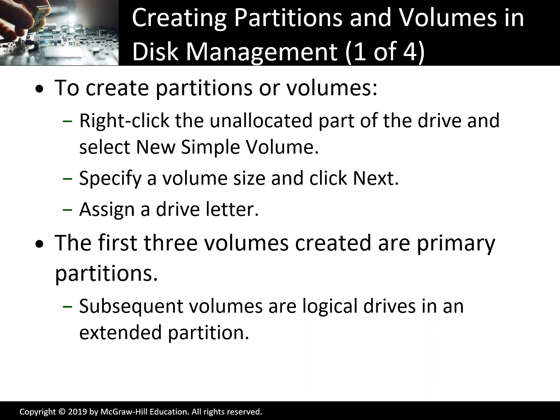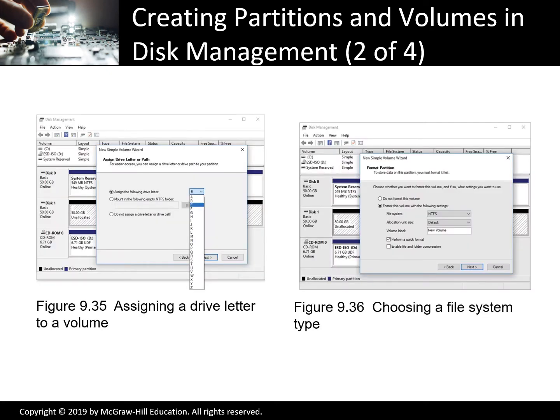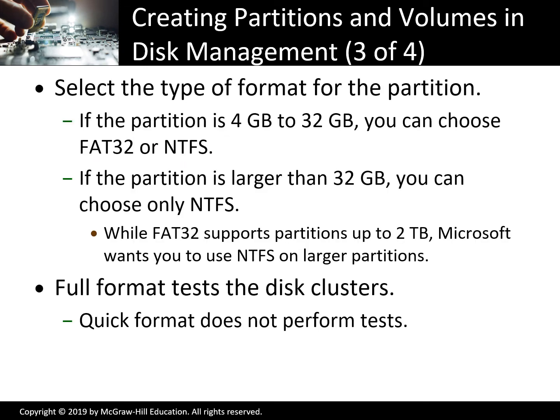Now, to create partitions or volumes, right-click on the unallocated part of the drive and select New Simple Volume. You can specify the volume size, click Next, and assign a drive letter. The first three volumes are called primary partitions. Again, we'll have a lab on this. You can set your partitions anywhere from 4 to 32 gigabytes, and you can use FAT32 or NTFS. If it's larger than 32 gigabytes, you can only use NTFS.